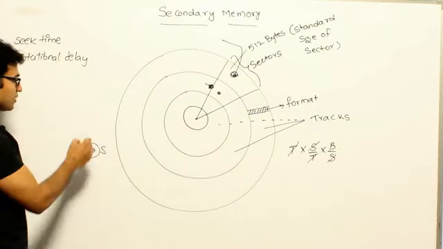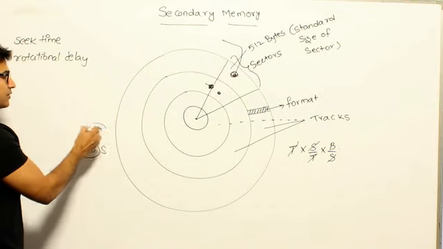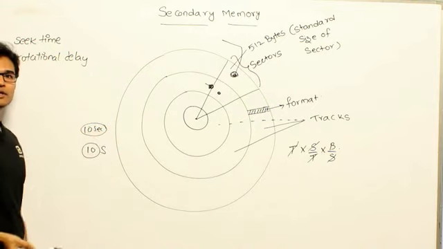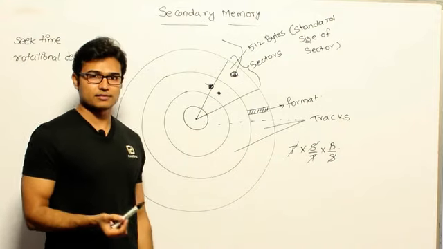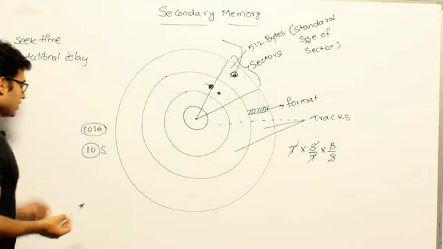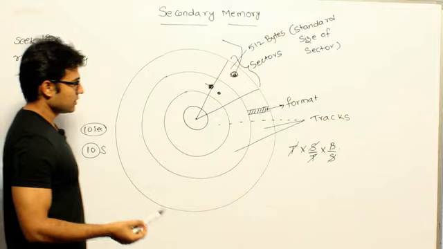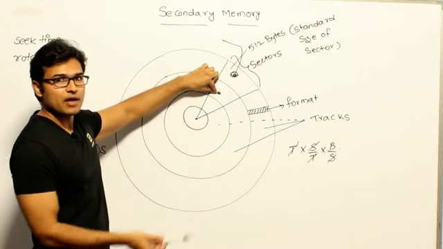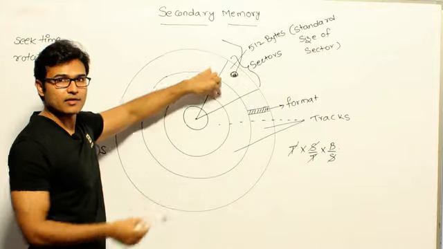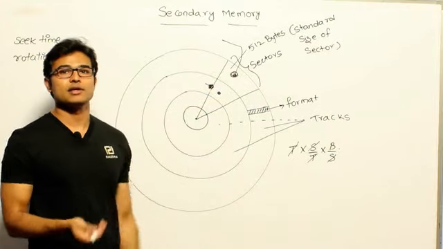And if you know that there are 10 sectors on the track, then what does it mean? In order to read or write one sector, the time taken is going to be 1. Got it? Therefore, the access time for the hard disk is going to be, one is the seek time, the other is the rotational delay, and the other is the time taken to actually read or write the data.